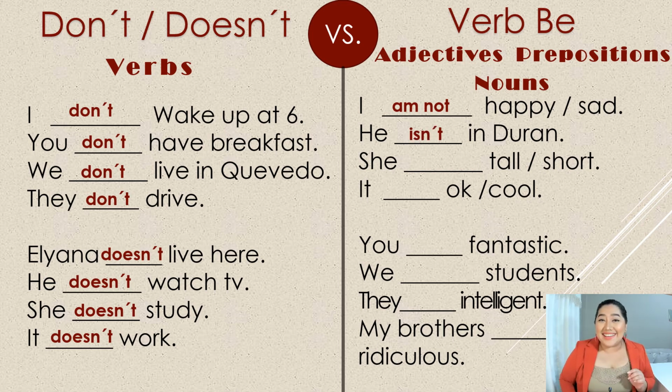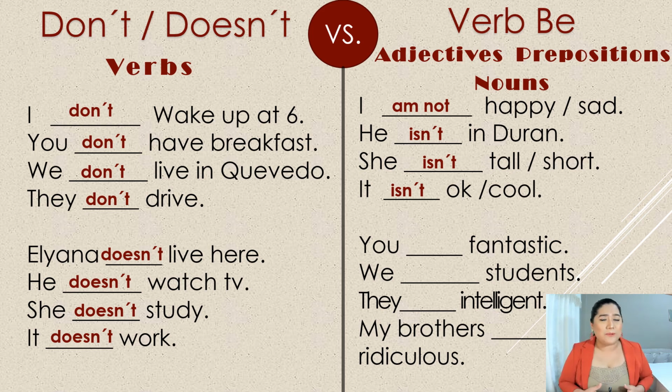What about he? Yeah, he isn't in Duran. Look at it. In is a preposition. It's not a verb or an activity. So we use the verb be here, the negative form. So he isn't in Duran. He is in Guayaquil. She, tall, short are adjectives. So you can say she doesn't tall, she doesn't short. Don't do that. You say she isn't. She isn't tall, she's short. Or maybe she isn't short, she is tall. Well, and finally it. You remember it? Yeah, it isn't okay. It's terrible. It isn't okay.